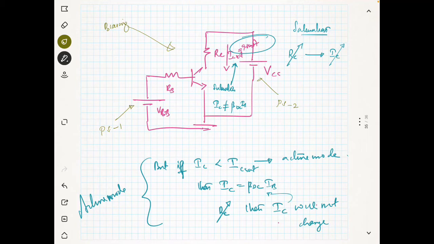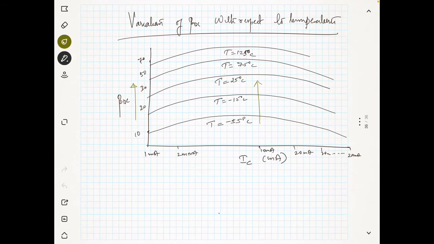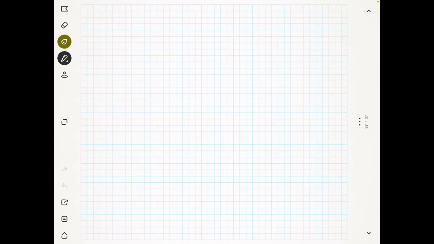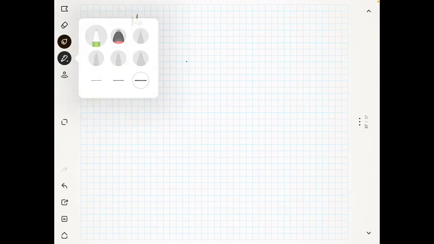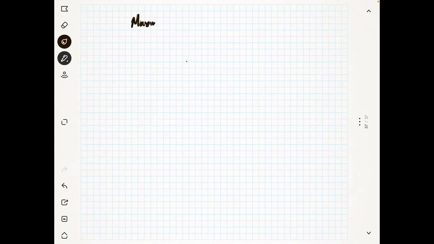Instead of this, we have different circuit configurations in order to achieve a particular IC and a particular VCE. So we have to fix a particular IC and VCE for the transistor. That is the main objective, and this can be provided by using different biasing circuits. Next is the maximum ratings of the transistor.